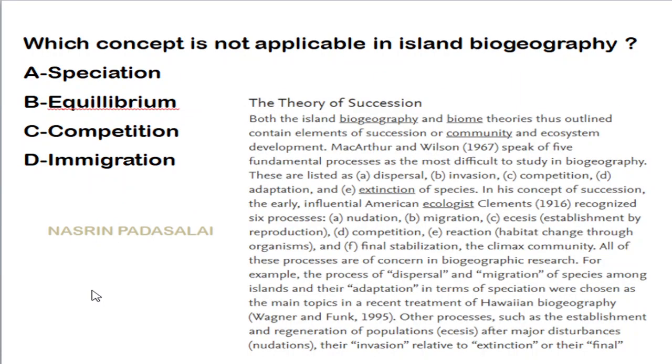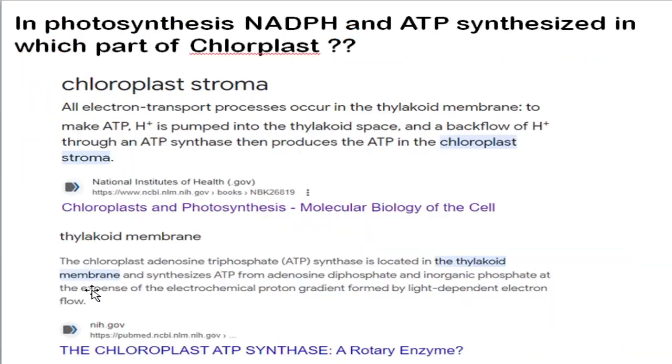Okay. The next is which concept is not applicable in island biogeography. So all the four options are correct, friends. Island biogeography involves speciation, equilibrium, competition and immigration.